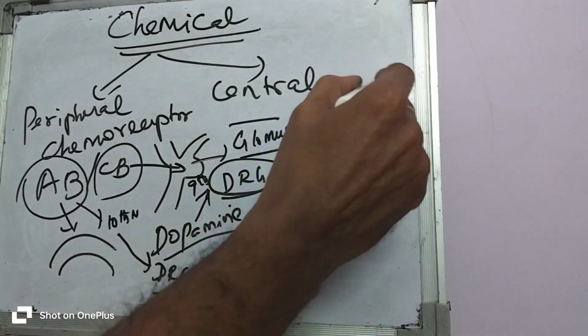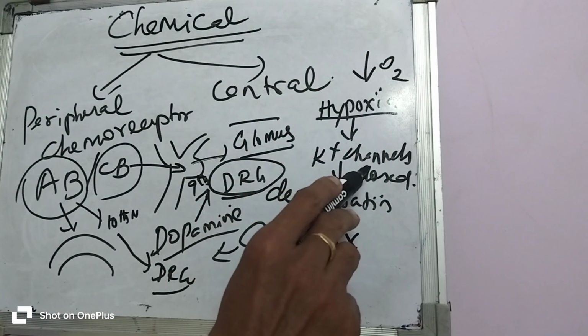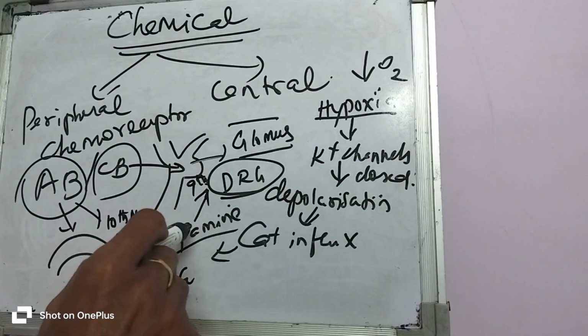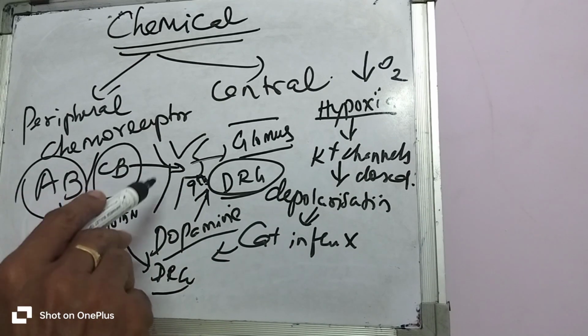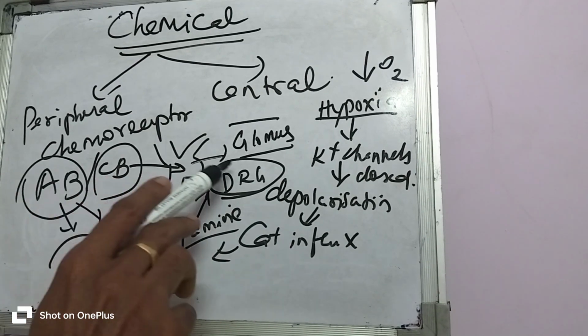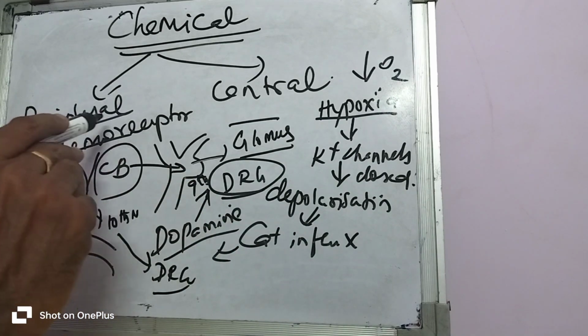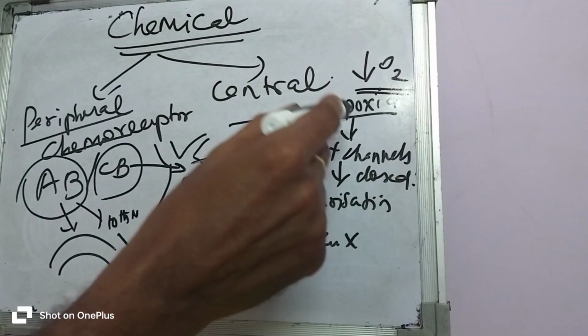So low oxygen level, oxygen sensitive potassium channel closed, depolarization, calcium influx, dopamine is released, and the dopamine activates the ninth nerve in case of carotid body, and the 10th nerve in case of aortic body, and both these nerves will activate the DRG, and inspiration is activated. So this is the role of the peripheral chemoreceptor. They respond more to the oxygen level in the blood.